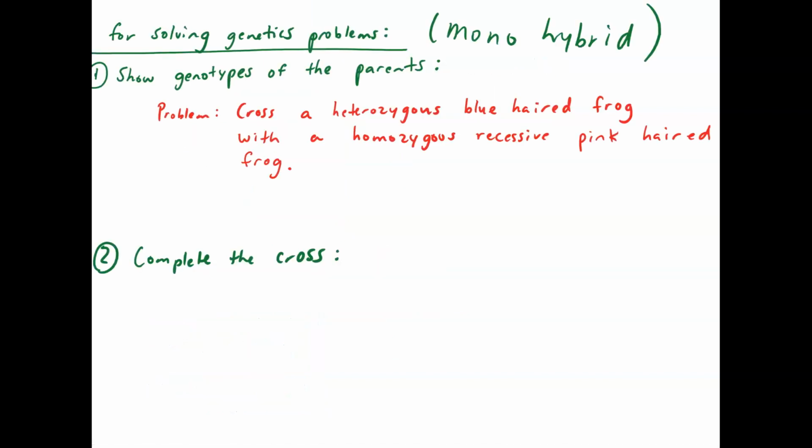So taking a look now at solving our first practice problem with our heterozygous blue-haired froggy and our homozygous recessive pink-haired froggy, the first step is to show the genotypes of the parents. So my heterozygous blue-haired frog, all right, we're identifying that blue is dominant, is going to be big B, little b, again because it is heterozygous. Our homozygous recessive pink-haired frog, all right, is going to be little b, little b, since it is homozygous. Okay, this is why that vocabulary is important, because you're going to be utilizing it in these problems.